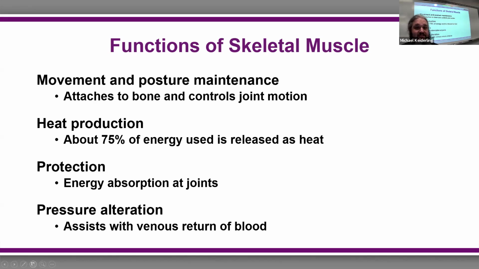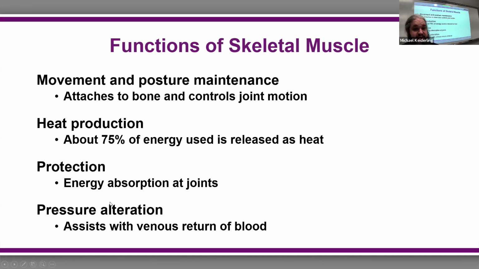So the functions of skeletal muscle are things like movement and posture maintenance. It attaches to bones and it controls the motion of joints. It lets you move around. It also produces heat. About 75% of the energy used in muscles is released as heat. It's one of the many things that produce heat in your body.